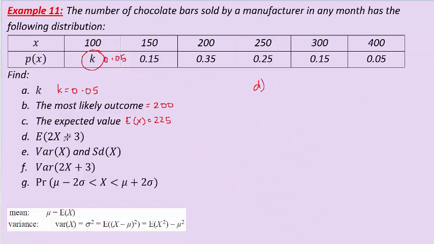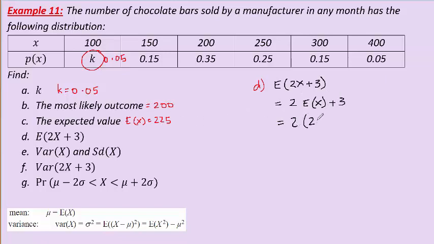The next part of the question, D, asks us what E of 2X plus 3 equals. Now that's the same as saying what is 2E of X plus 3. And if you went through all your working out, you'd end up getting the same thing. So it's much easier now we've worked out E of X to be able to say, therefore, that's 2 times 225 plus 3, which equals 453.